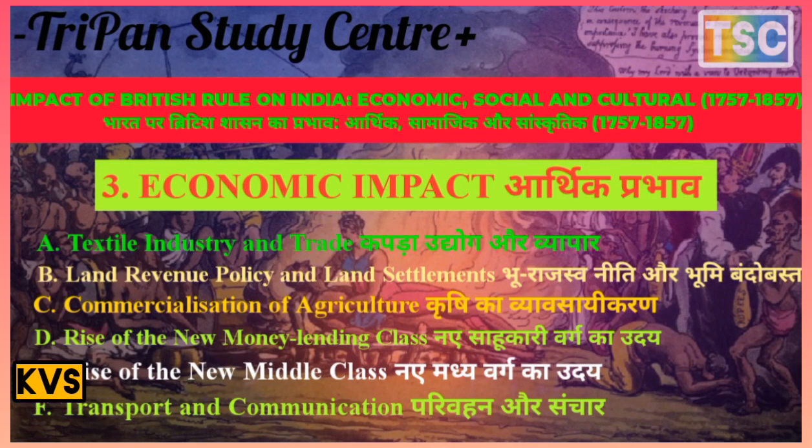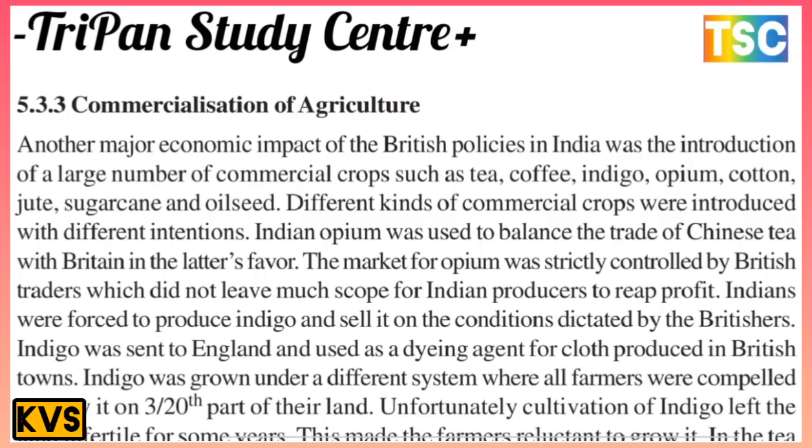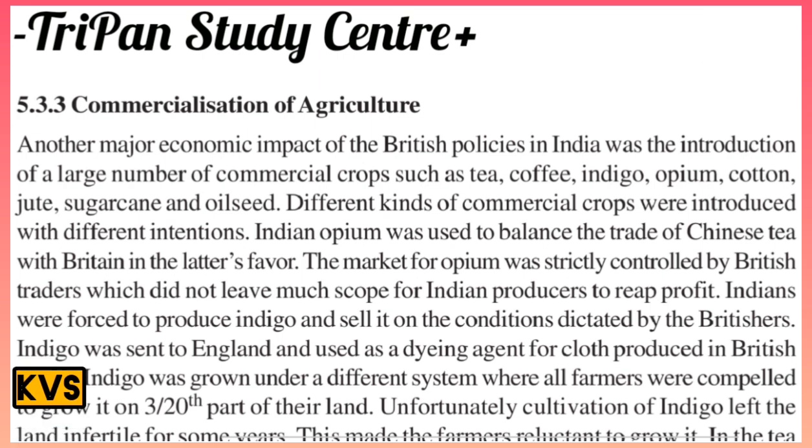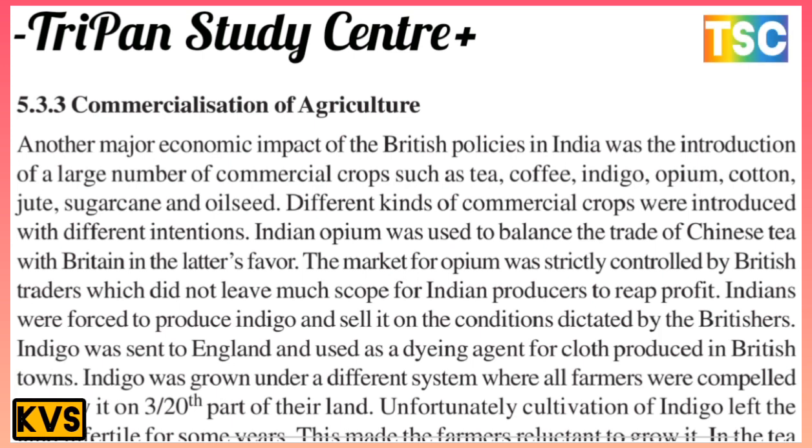The next topic is the most important here: commercialization of agriculture. Another major economic impact of British policy in India was the production of a large number of commercial crops such as tea, coffee, indigo, opium, cotton, jute, sugarcane and oilseed.